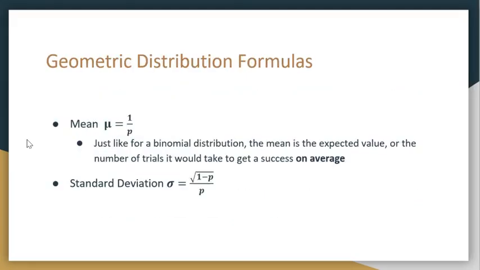Geometric distribution has its own formulas. For the mean, the mean is equal to 1 over p. Just like for binomial, we might say mean, we might say expected value, we might say how many do you expect. It is the expected number of trials it would take to get a success. The standard deviation is the square root of (1 minus p) over p.